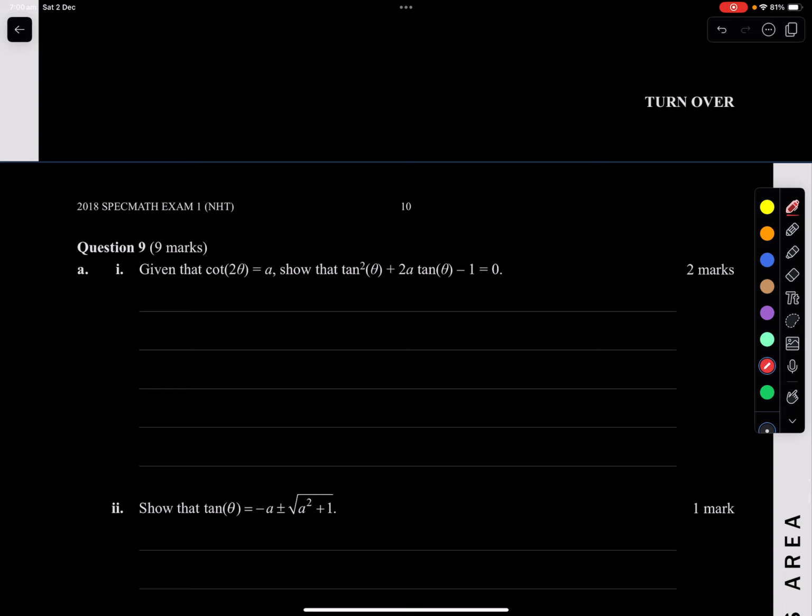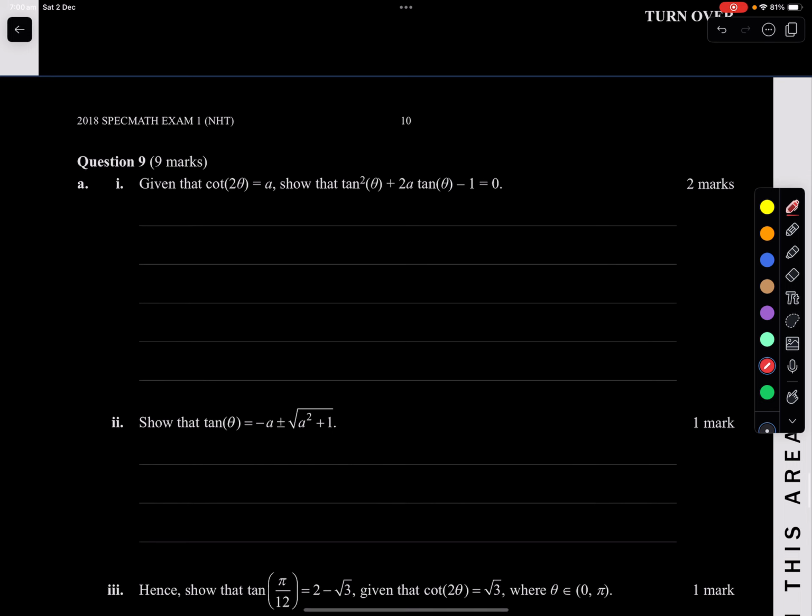Question 9. Given that cot 2 theta is equal to a, show that tan squared theta plus 2a tan theta minus 1 equals 0. I don't like how they use cot. Cot is just 1 over tan, by the way. Make it nice and easy for yourself. Don't ever make it too difficult. Let's use blue here. We can rewrite this as 1 over tan 2 theta, and that's all equal to a.